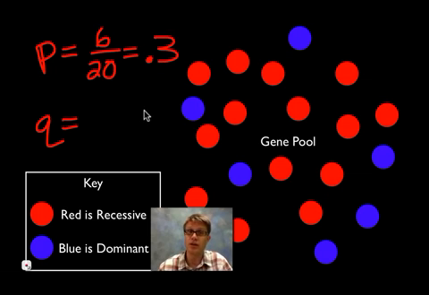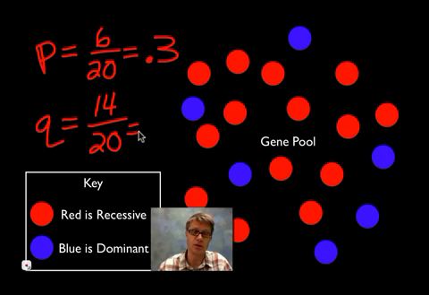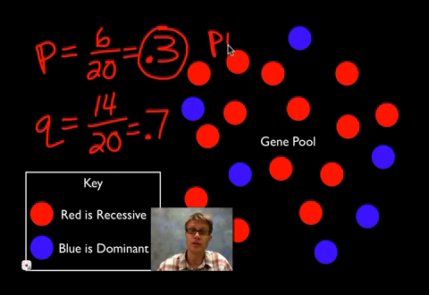And so now how do we figure out the Q value? Well, for the Q value, I could count up all the red ones. It's going to be 14. And then I divide that by 20, and it's going to be 0.7. Another quick way to do that is if you figure out that this is 0.3, P plus Q will always equal 1. And so I could have just taken 1 minus 0.3, and that would have given me my Q value.